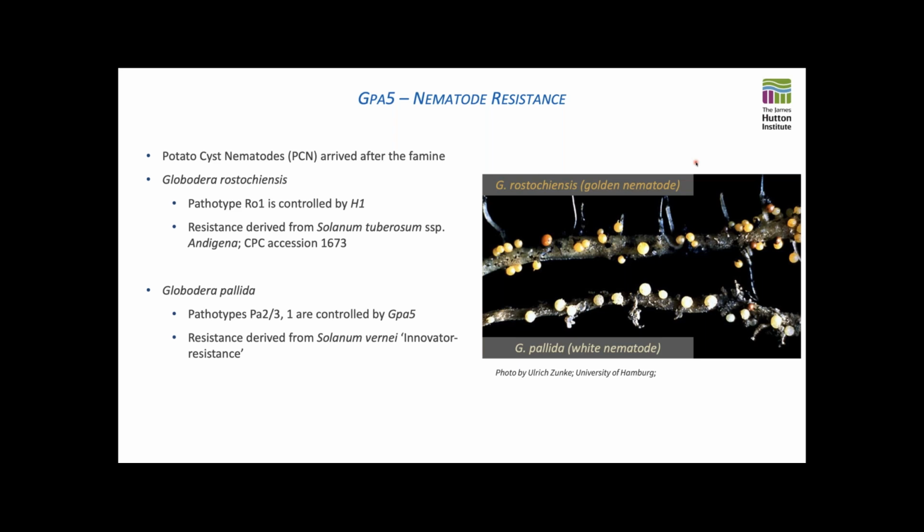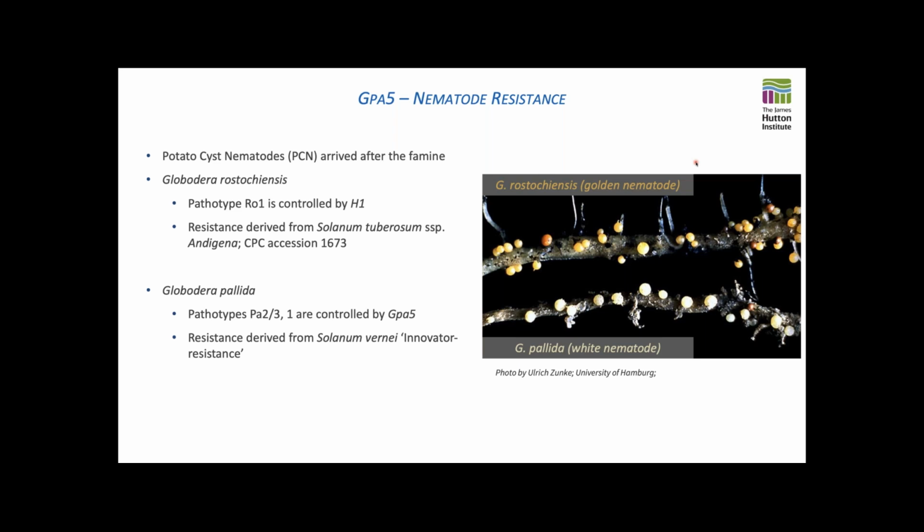And we're somewhat lucky in the UK. We tend to have only the pathotype Ro1 in the UK, so it looks like it was a single introduction that took place. And actually, that's controlled by a resistance gene called H1. Now, H1 was discovered in the CPC in a species called Solanum tuberosum subspecies andigena. That was accession 1673, and that was actually identified in the 1950s. The gene has been used in a lot of cultivars now, but it's still elusive. So nobody has been able to clone the H1 gene to date.